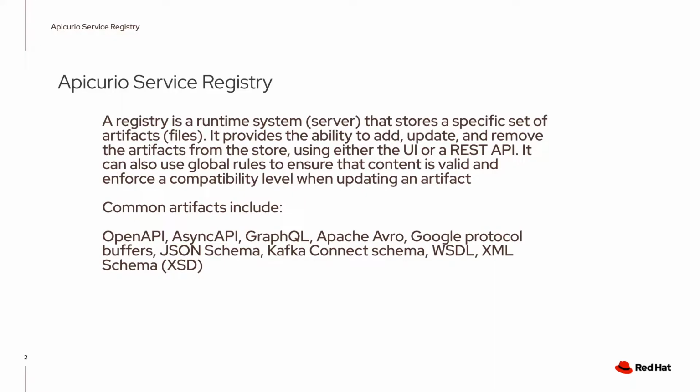It can also use global rules to ensure that content is valid and enforce a compatibility level when updating an artifact. However, today I'm not going to tell you how you're going to use the Apicurio Service Registry. Rather, I'm going to tell you how you can actually secure the service registry, for example, using HTTPS and providing authentication and authorization.